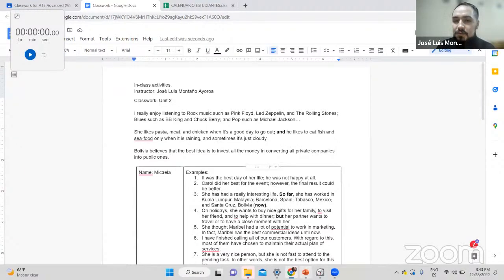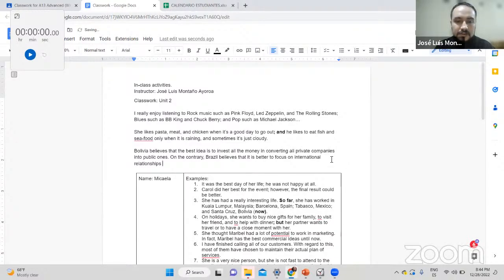Now you can use any of those. Very simple. We said we were going to use on the contrary, right? On the contrary. Let's say Brazil believes that it is better to focus on international relationships to see a better result. Okay, I'm just making that up.